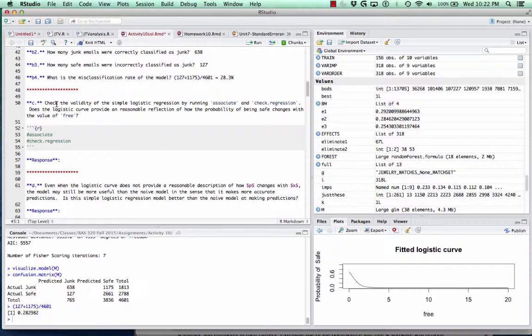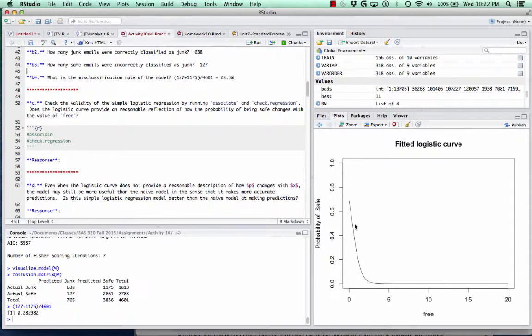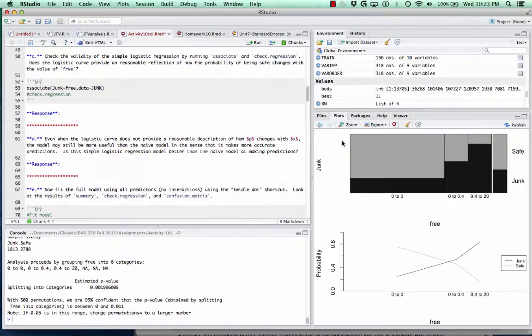All right, Part C asks us to check the validity of the simple logistic regression model, to check whether or not the logistic curve that the model is fitting, basically the line that we see here, provides a reasonable reflection of how the probability of an email being safe really does vary with the frequency of the word free. So one thing we can do is run the associate command as if we were trying to predict the junk mail status from free, and that's in the junk data frame here. And that provides us with two very rough visualizations for how the probability of each of the levels change based on the value of our x variable.